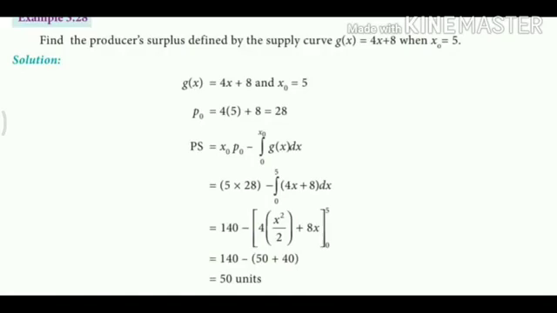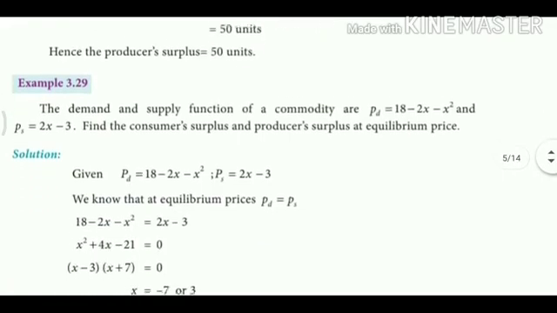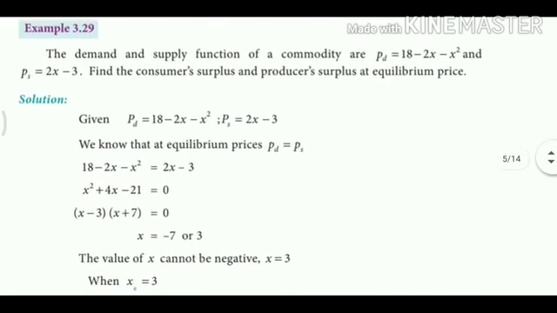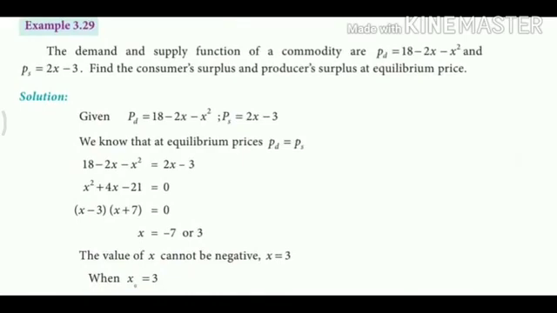We are getting 50 units as producer surplus. Hence the producer surplus equals 50 units. Okay, so now we have seen consumer surplus as well as producer surplus. The next question is about the equilibrium point. We are finding both the producer surplus as well as the consumer surplus. Example 3.29.